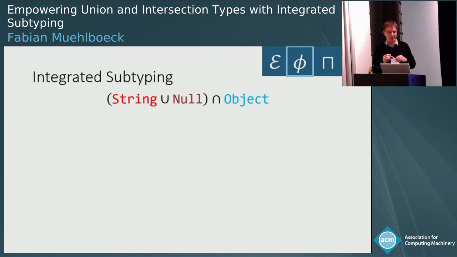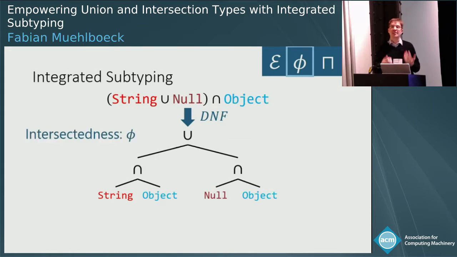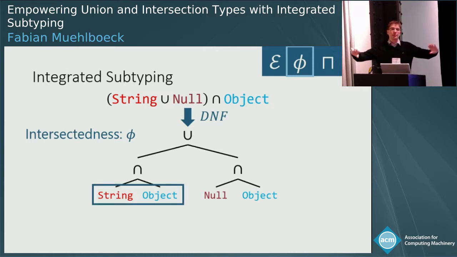So in our example, we had the nullable strings intersected with object, and we brought them into DNF, disjunctive normal form, to recognize distributivity. And that was enough to recognize distributivity, but it's not enough to recognize disjointness. So as a second step, you need to specify what it is that's missing in order to recognize disjointness with what we call an intersectedness predicate phi. And this intersectedness predicate phi works modularly on the lists of literals that are at the leaves of this tree of unions and intersections that the disjunctive normal form produces. So the reasoning for you is rather local in terms of the types that you build your system with.